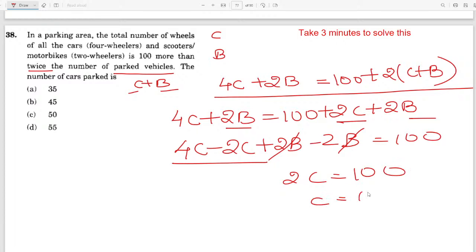C is equal to 100 by 2 is equal to 50. The correct answer is the number of cars C is equal to 50. The correct answer is option C.